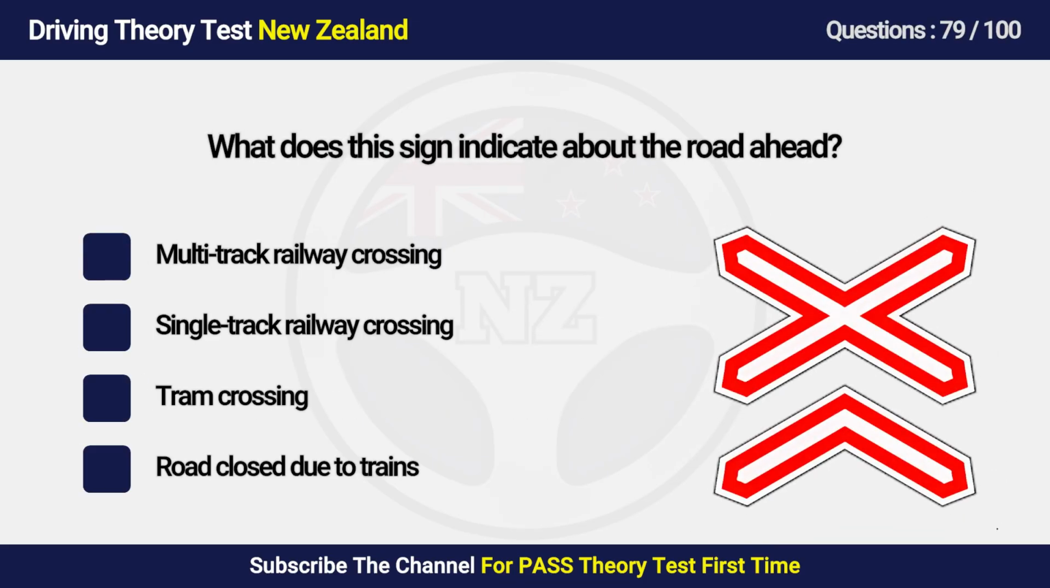Question 79. What does this sign indicate about the road ahead? A. Railway crossing. B. Railway crossing. C. Tram crossing. D. Road closed due to trains.